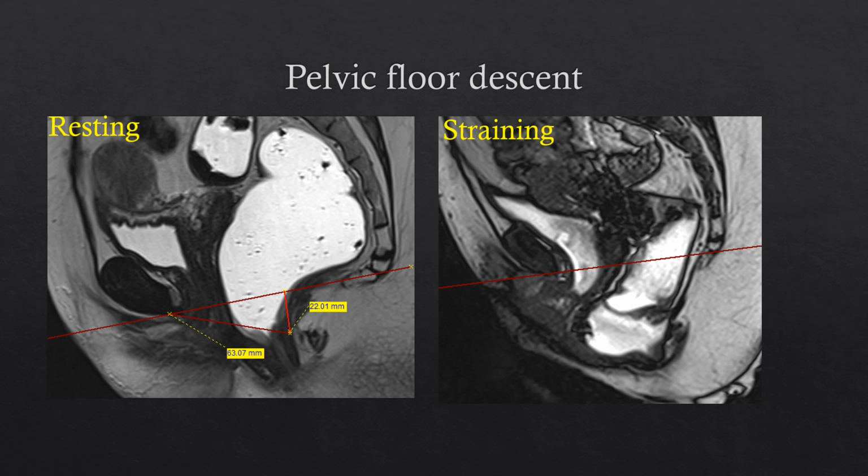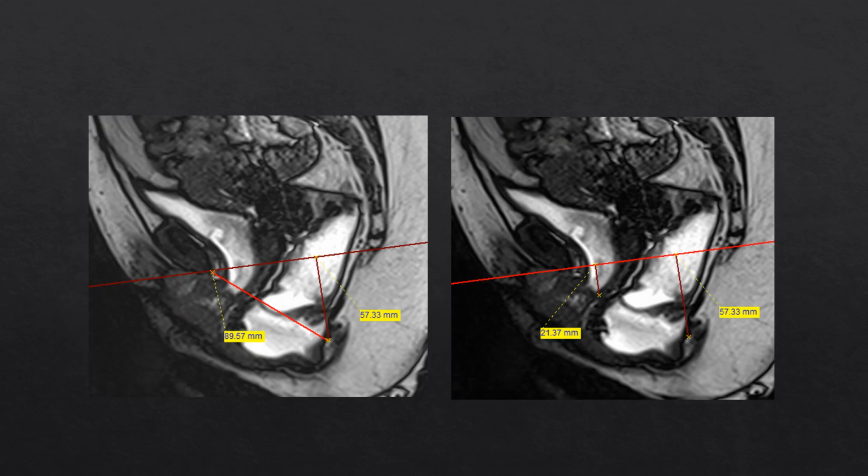prolapse of the rectum. As we said here, the urethra is vertical, and it started to be more horizontal. If we measure here during maximum straining, the H line became around 9 centimeters and the M line became 5.7 centimeters. So we have here a moderate degree of posterior compartment involvement, or posterior compartment prolapse.